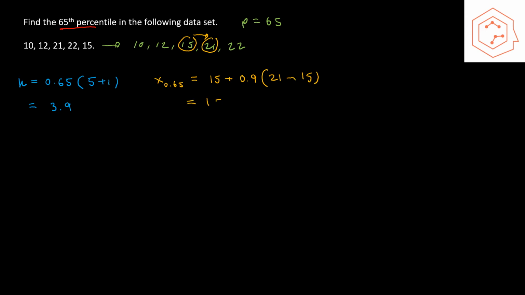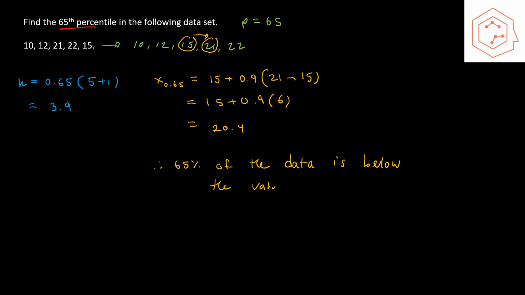So that's equal to 15 plus 0.9 times 6, and that's equal to 20.4. Therefore, 65% of the data is below the value 20.4. And if our data was strictly discrete, so it can't assume decimal values, you'd round this number up always.